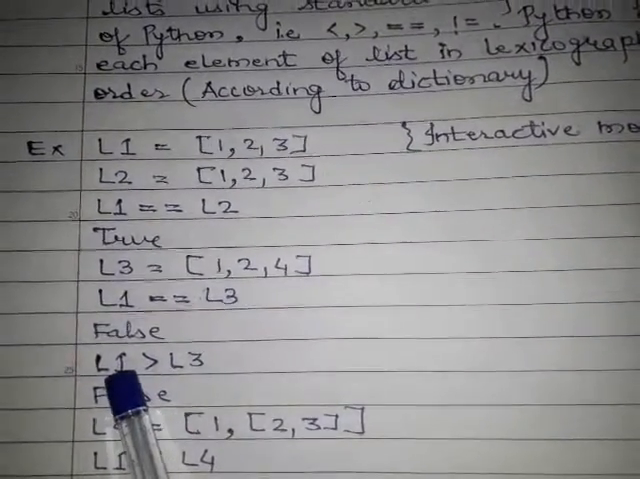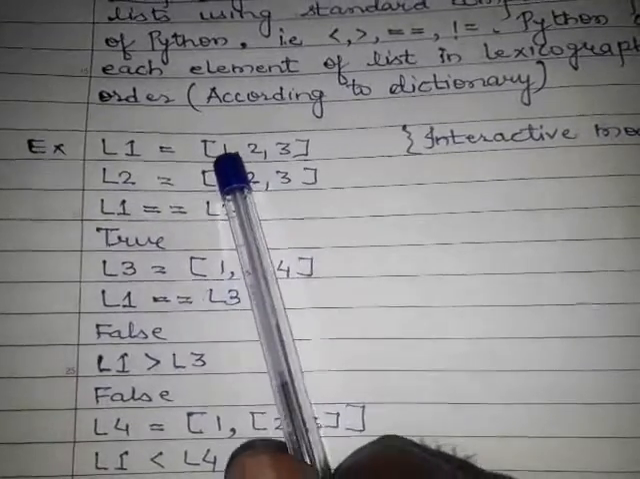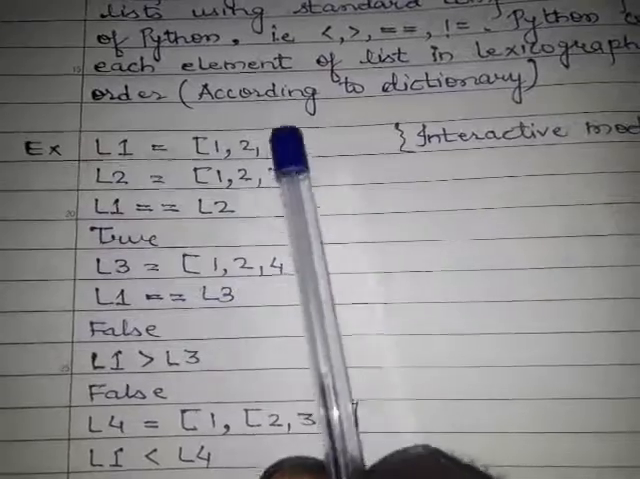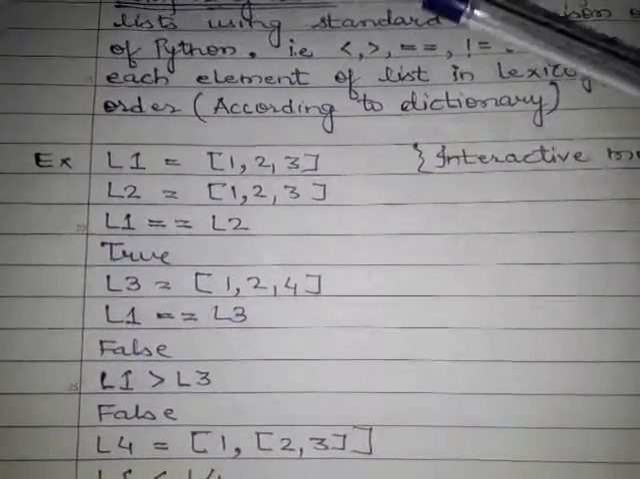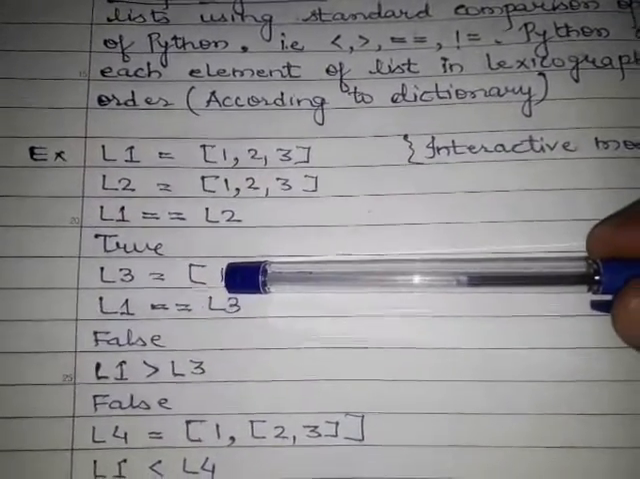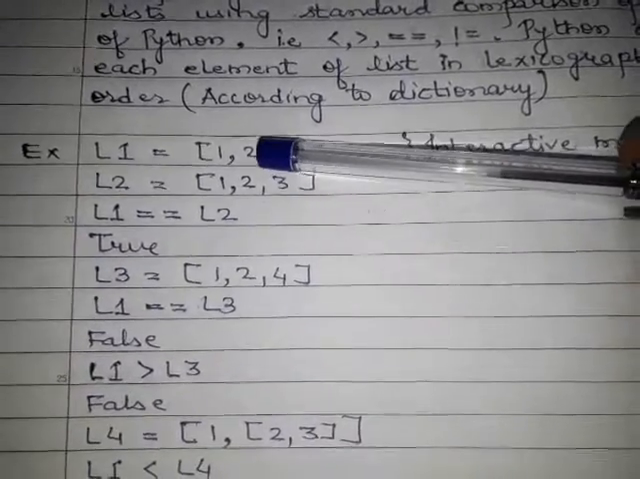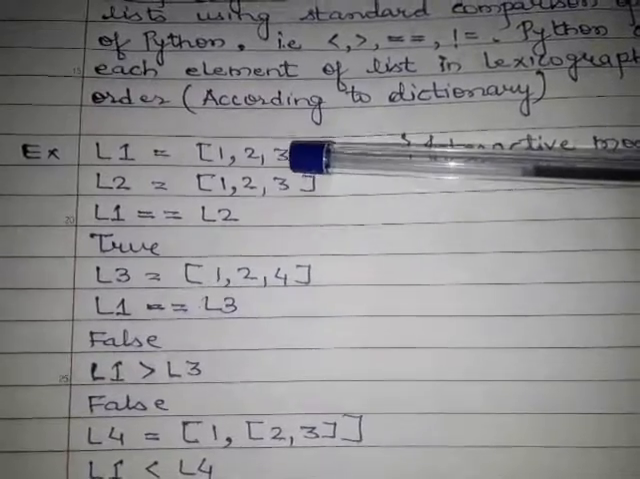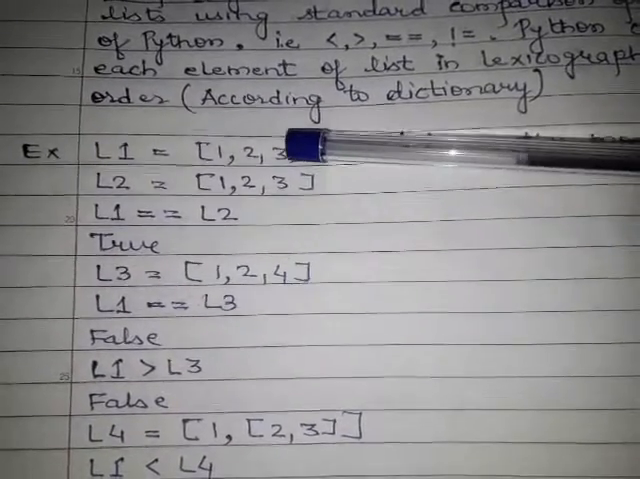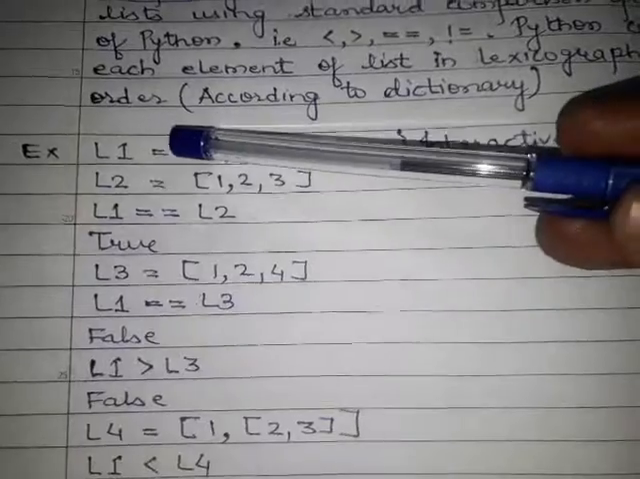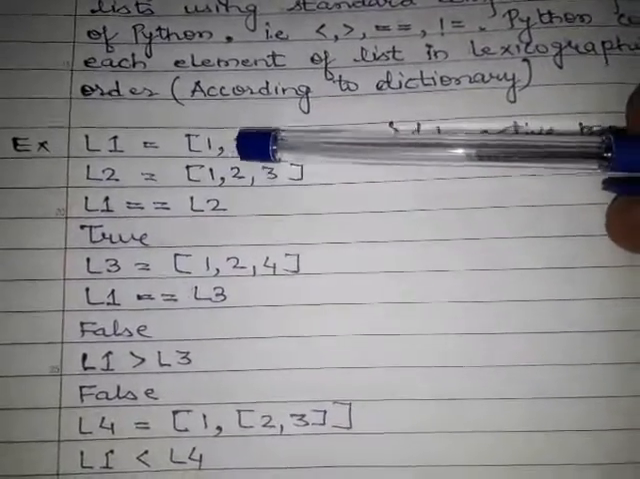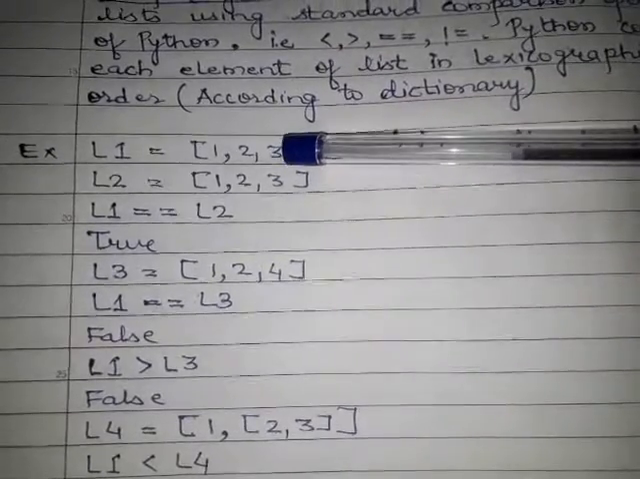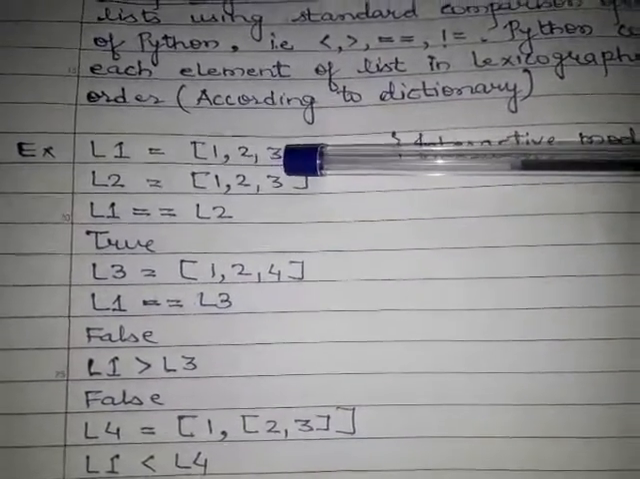Let us compare the elements of L1 and L3. First element is compared with first, second with second, and third with third. 1 is equal to 1, 2 is equal to 2, 3 is less than 4. Here 3 is less than 4. It means L1 is less than L3, because the previous two elements are equal. So we move on to the last element, 3, which is less than 4.